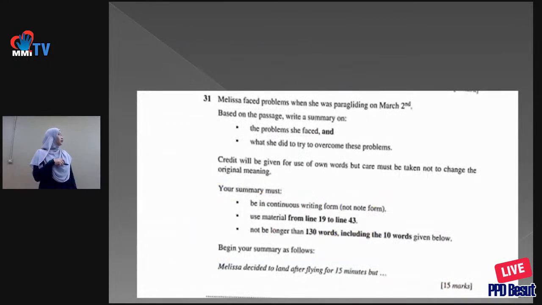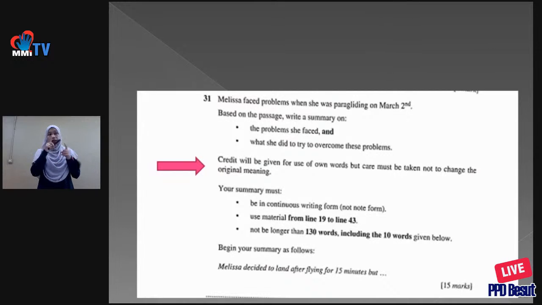Okay? Okay, we are going to finish a bit more. Baik. Okay, in here, in the question, it's written over here. Credit will be given for use of own words. Okay, but care must be taken not to change the original meaning. If you are very confident with your sentence, with your sentence structure, with your language, with the words that you have, okay, you can change, okay, the sentence.